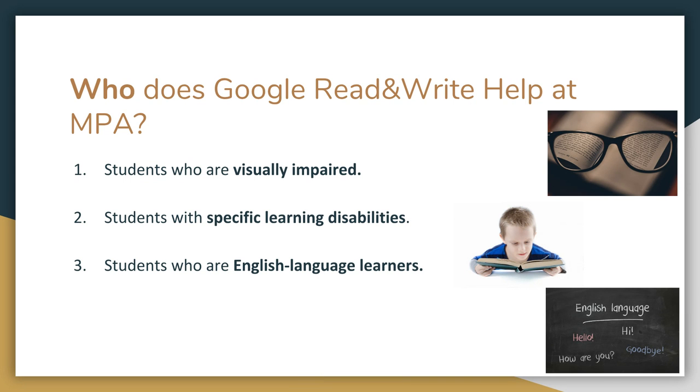Google Readwrite is most beneficial to two main groups of students at MPA: students with special needs and students who are English language learners. At MPA, 14% of students with special needs are visually impaired, and 86% of special needs students have specific learning disabilities. From 3rd to 5th grade, 62% of students are English language learners. Google Readwrite offers many tools that are beneficial to these student groups.